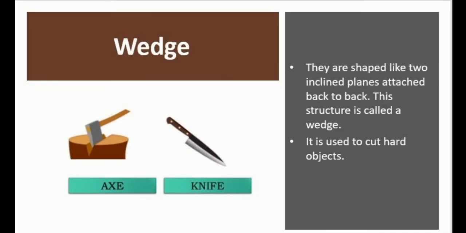Next is the wedge. The last simple machine is the wedge. It is shaped like two inclined planes attached back to back, and this structure is called a wedge. It is used to cut hard objects. For example, a knife and a woodcutter's axe are examples of a wedge.